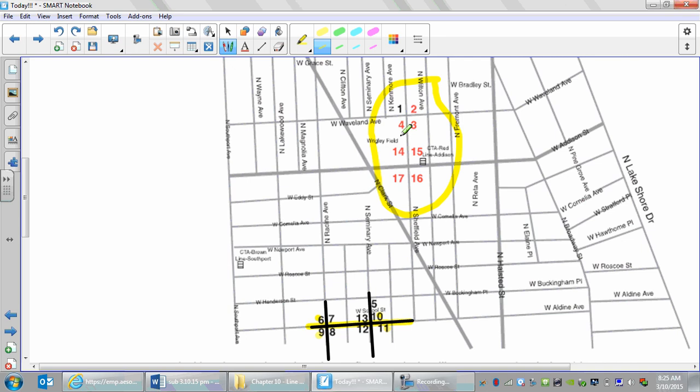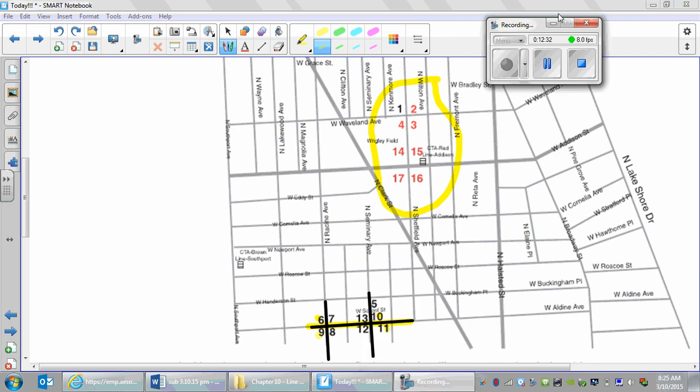So 1, and then clockwise 2, 3, 4, and then down here 14, 15, 16, 17, which is different than these numbers. That way we're not getting confused about what we're looking at. Make sure you have that. Once you have that, let's move on and answer questions with these new angles.